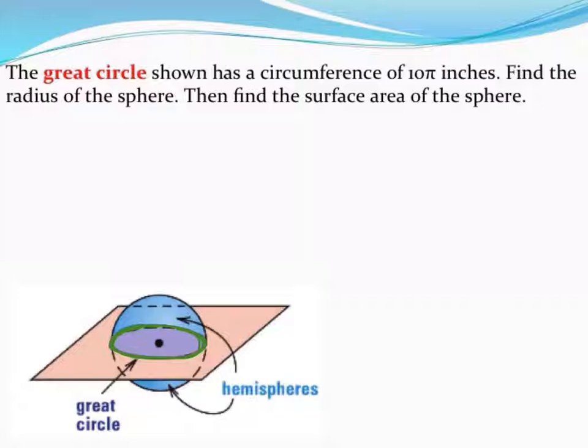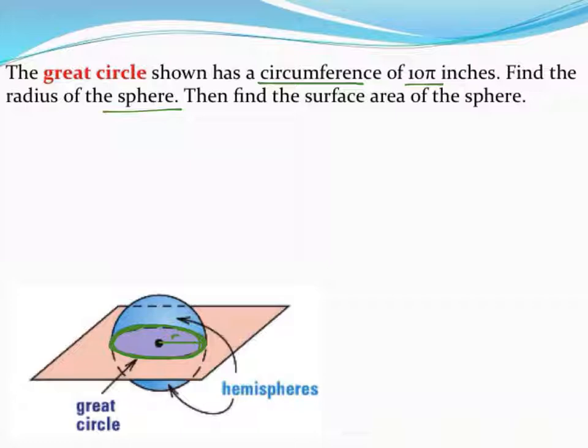In this problem, they've told us, first of all, that the circumference of the great circle is 10 pi inches. So if I were to measure around that great circle, it would take 10 pi inches to get all the way around. They then asked me to find the radius of the sphere. So they're jumping from the circle to the sphere. But take a look at your diagram again. If I were to find the radius of that circle, that would be the exact same thing as the radius of the sphere.